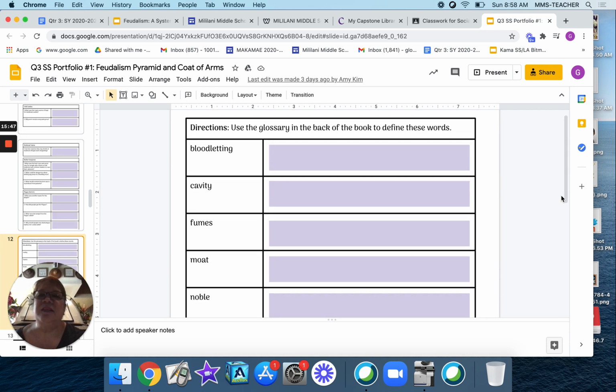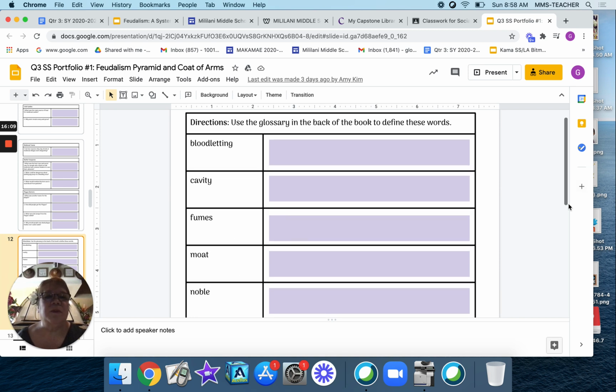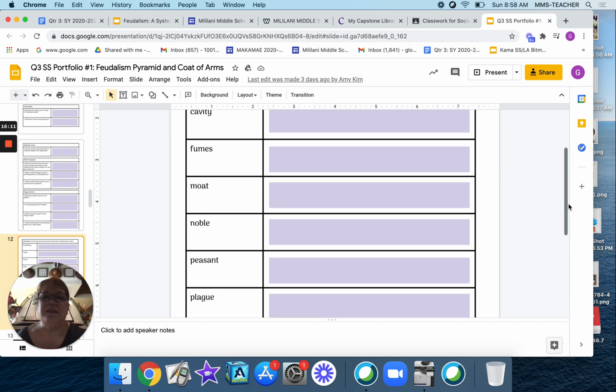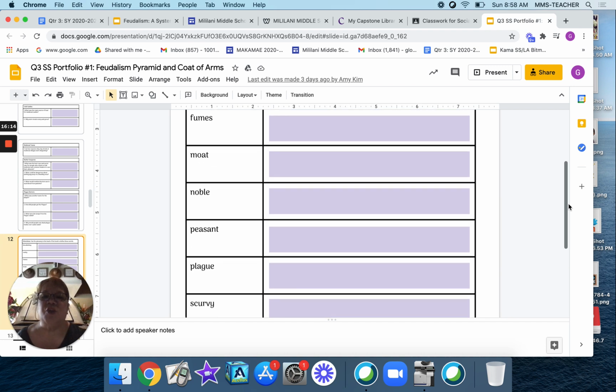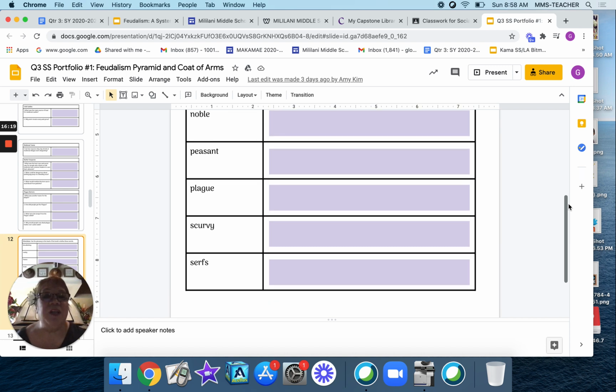Okay, and the last slide for this assignment, you need to use the glossary in the back of the book that you read to define these words. So you'll be going back and forth. So bloodletting, cavity, fumes, moat, noble, peasant, plague, scurvy, serfs. Okay, so look in the back of the glossary of that interactive book.